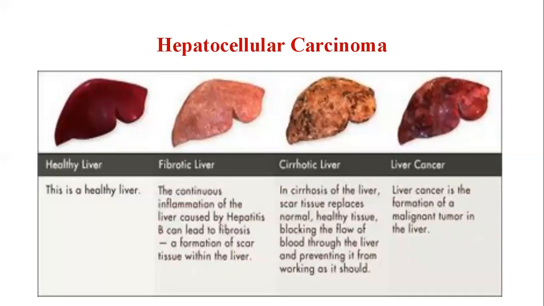So here is the developmental stage. From the healthy liver to the fibrotic liver, inflammation continues. Inflammation has started here. And here you can see cirrhosis, liver cirrhosis, which blocks the flow of blood through the liver. And here you can see the formation of malignant tumors. This is actually HCC, or hepatocellular carcinoma.